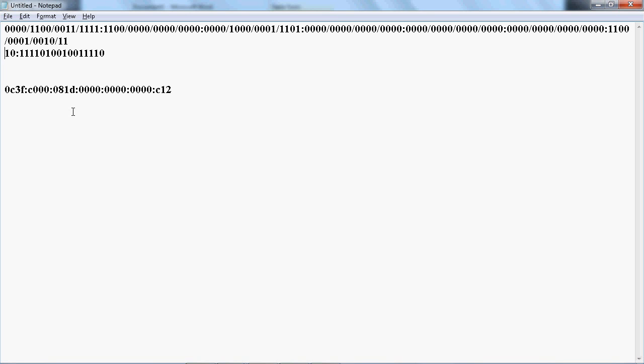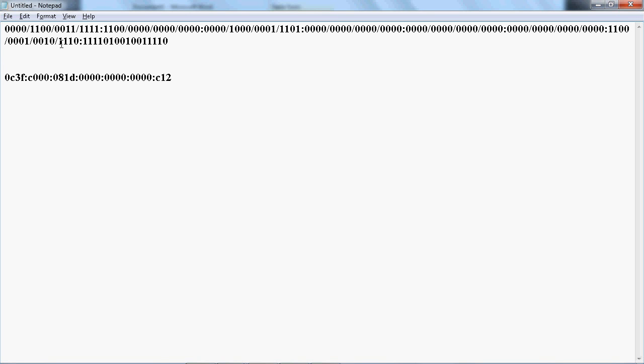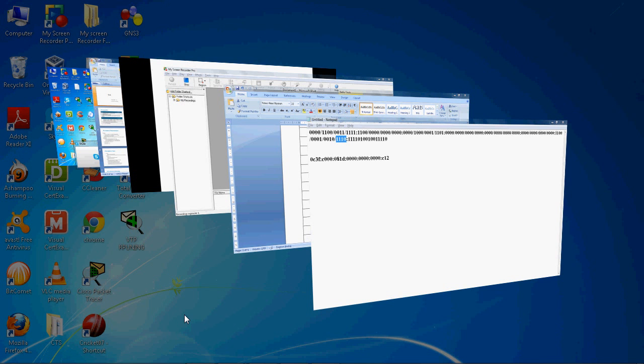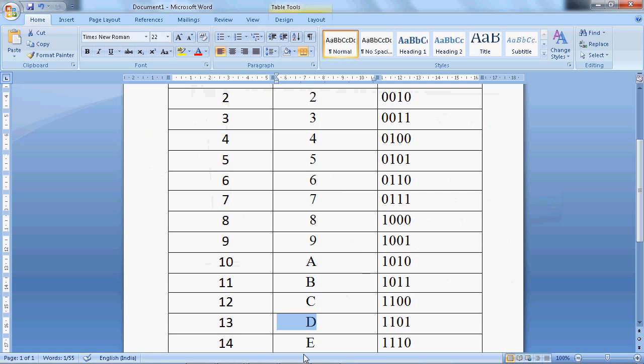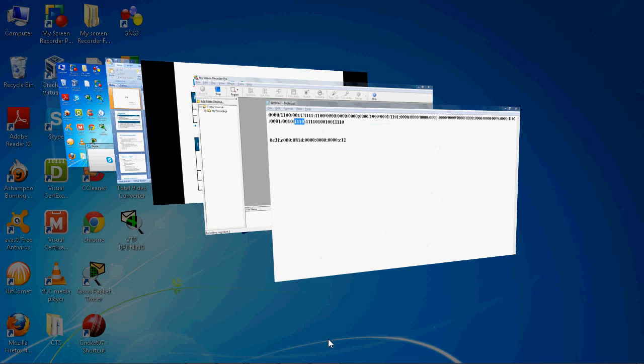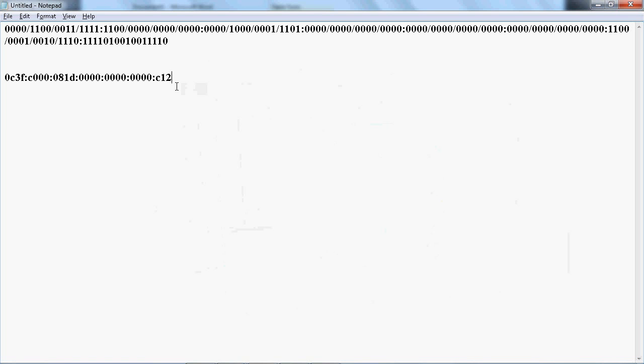Okay, the last 4 digits are 1 1 1 0, so that is 8 4 2, so totally 8 plus 4 plus 2 is 14, so the hexadecimal value for 14 is E, so we can write it as E. Okay, we can separate the group using colon.